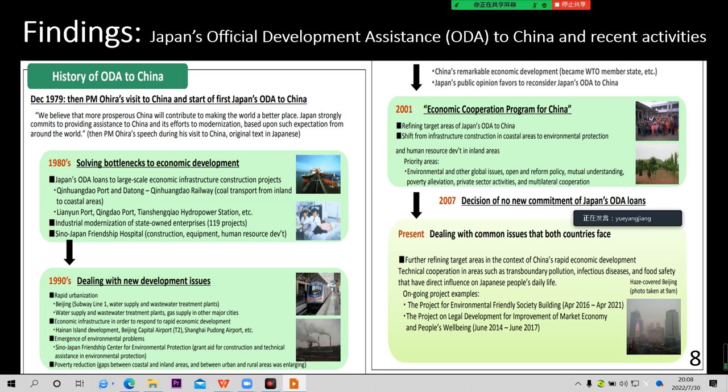And in 1990s, the ODA were used mainly dealing with new development issues, such as China's rapid urbanization, the economic infrastructure, and also the emergence of environmental problems. And entering the new century, since 2001, the ODA has been used to deal with the economic cooperations program for China. There is a shift from infrastructure construction to coastal areas to environmental protections, which I will highly focus in chapter 4 in my MA thesis, the environmental projects. And up to right now, the present, the ODA is also dealing with common issues that both countries faces. And here is also about the pollutions and the environmental issues in 2 countries.